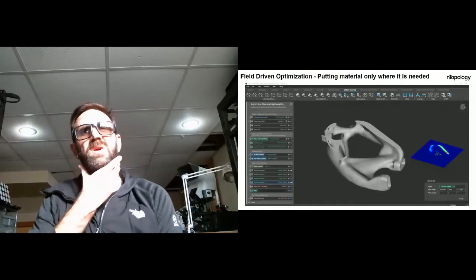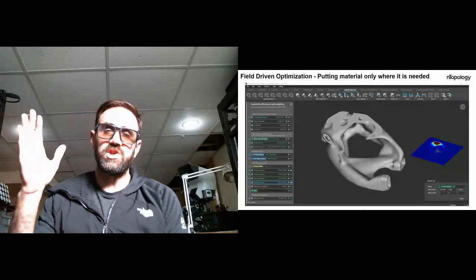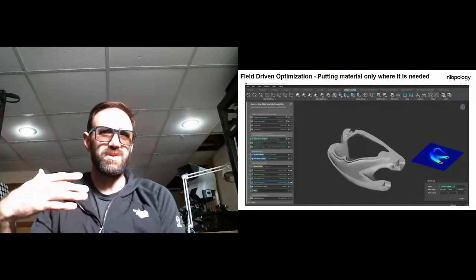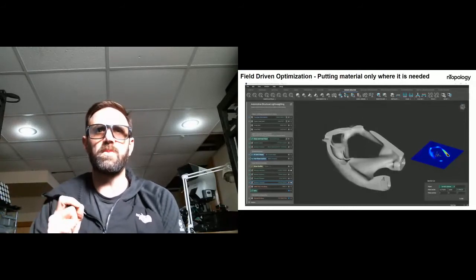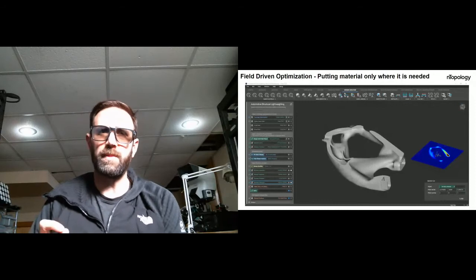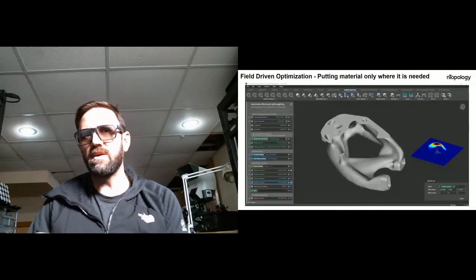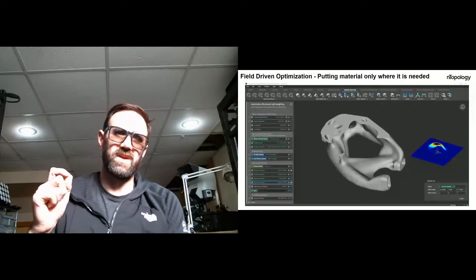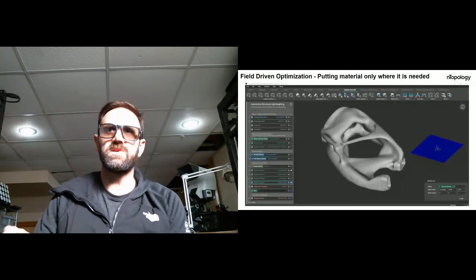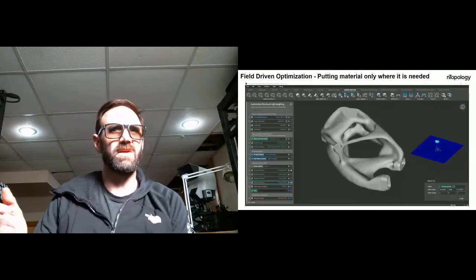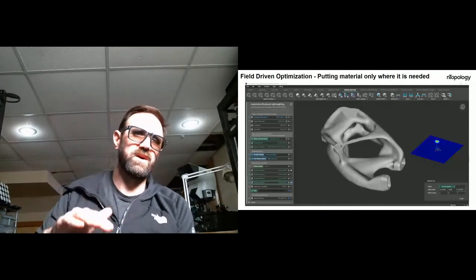And what we wanted to do is shell this part. Through the use of these fields, we can variably shell parts. So you don't have to have a uniform wall thickness over the entire part. In this case, we can vary that. Where there are areas of high stress, you're going to get a near solid wall thickness, and areas in blue or low stress are going to be a thin wall. And so you can see how this part is variably shelled.